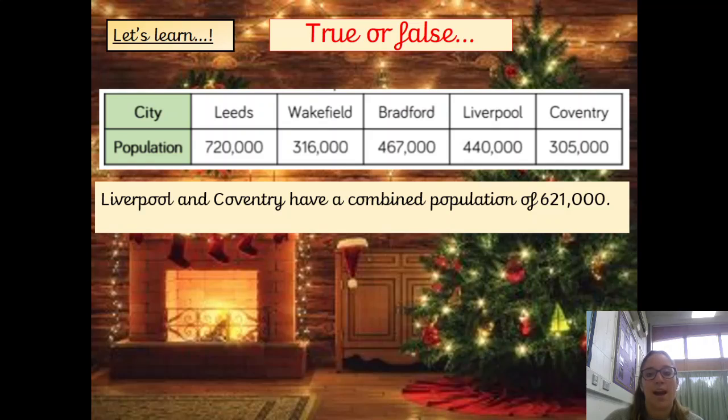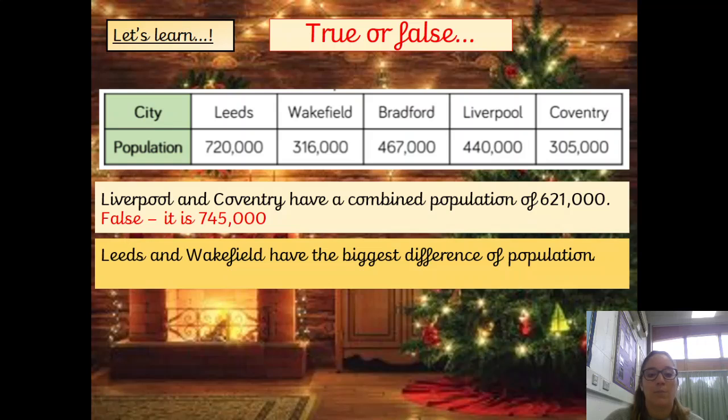Okay, you need to add those together to see what the total population is if you combine them. So Liverpool has 440,000, Coventry has 305,000. So we know that it is false, because the answer is 745,000.